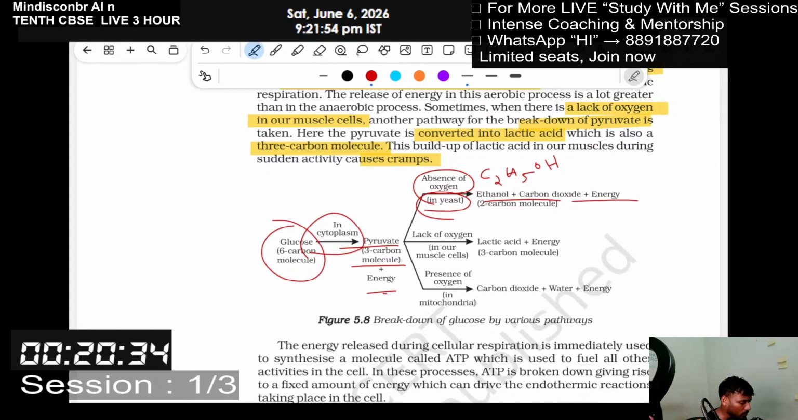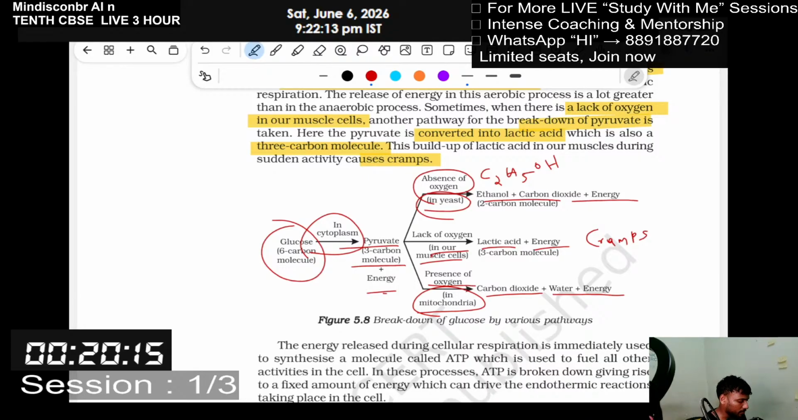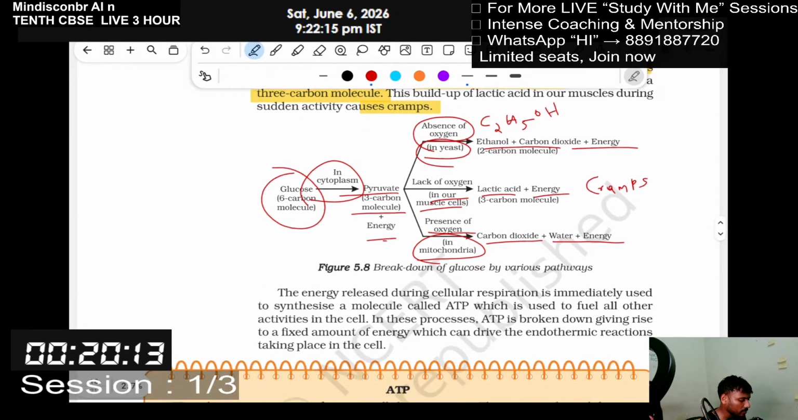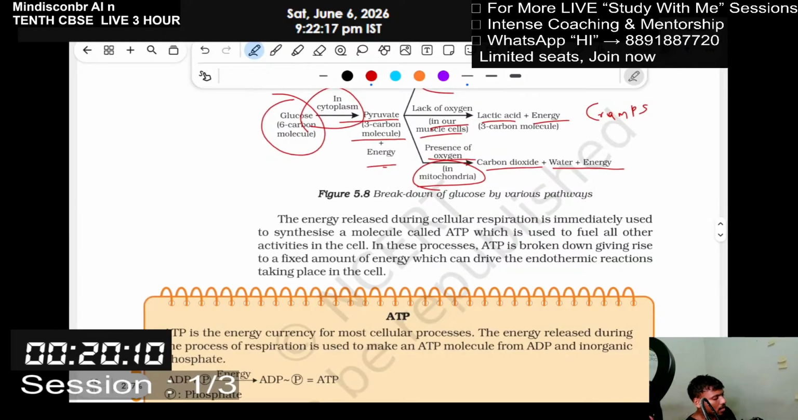And in the lack of oxygen in our muscle cells, the pyruvate is converted into a 3 carbon molecule, lactic acid, plus energy, that causes cramps. And in the presence of oxygen in mitochondria, this gets converted into carbon dioxide plus water plus energy. Breakdown of glucose by various pathways.